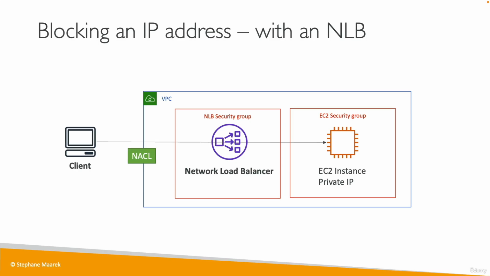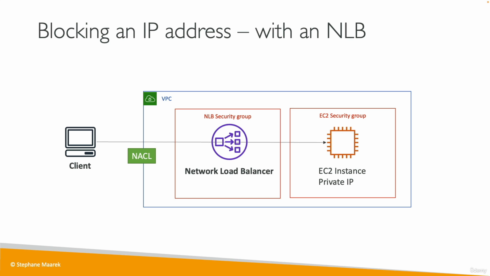So with the network load balancer, it is quite similar now, where you attach a security group to your network load balancer and a security group to your EC2 instances. You make sure the rules allow traffic from the network load balancer into the EC2 security group, and from the client into the NLB security group, and you have control of the traffic along the way.